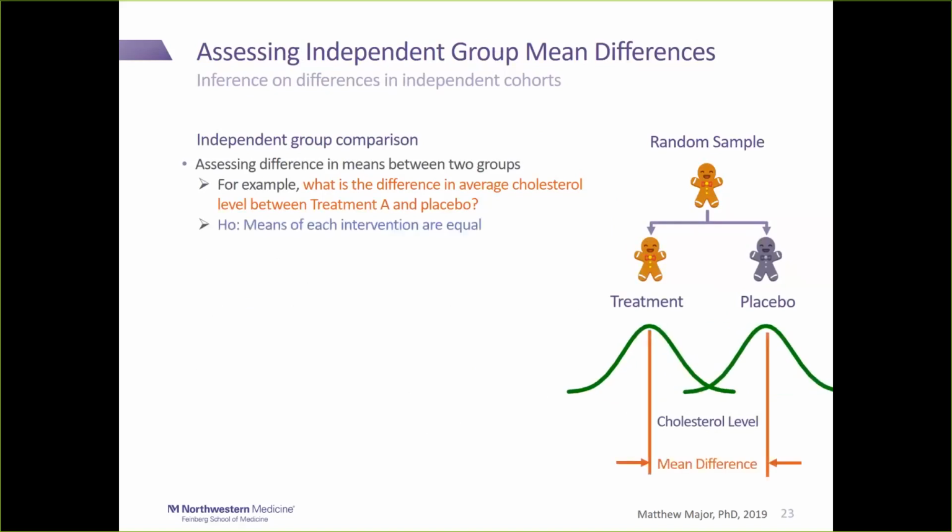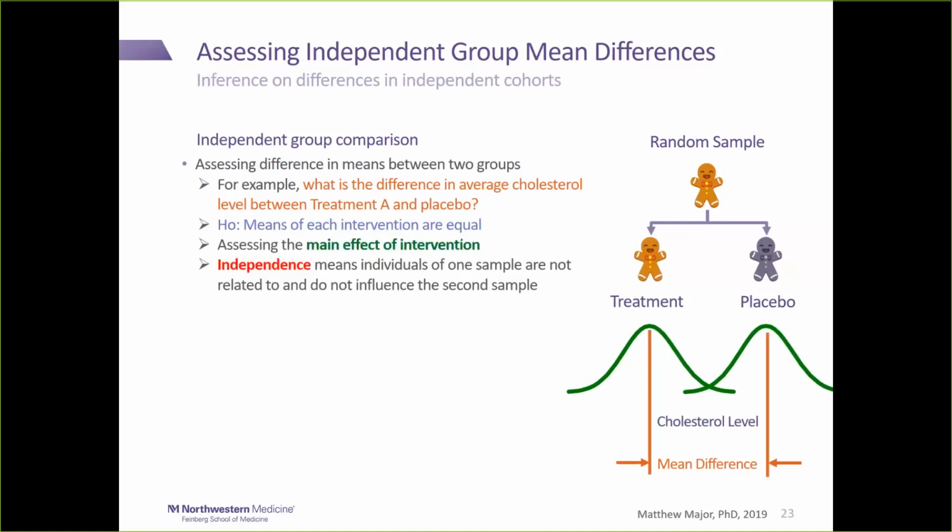Our null hypothesis in this case is that the means of each intervention are essentially equal. But what we are doing now is assessing the main effect of the intervention. So, a quick note on independence: what does that mean? In this context, independence means individuals of one sample are not related to and do not influence the second sample.